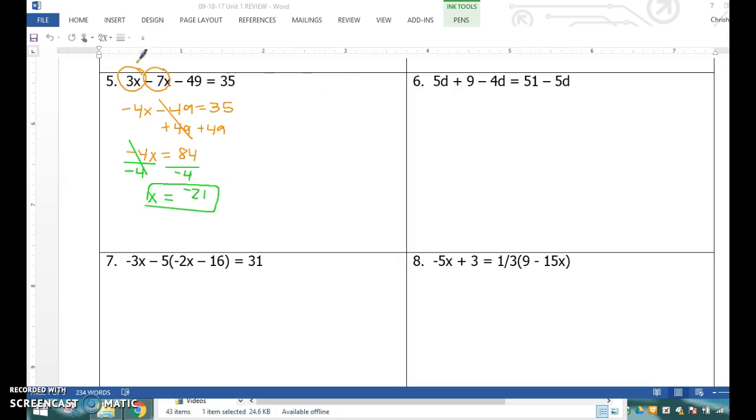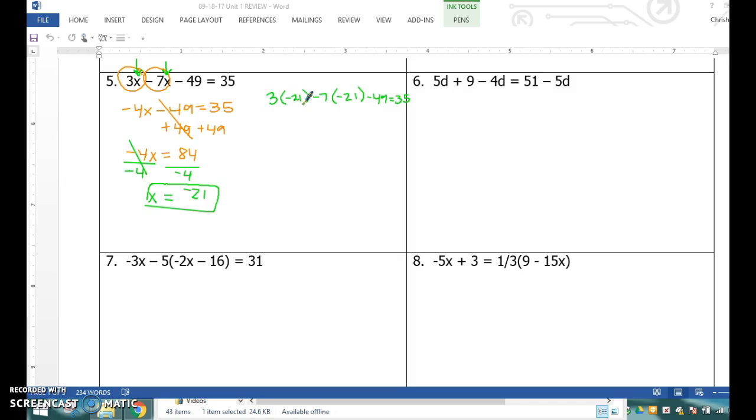Again, we can check it. Substitution, plugging in for x here, and there for x. So 3 times negative 21 minus 7 times negative 21 minus 49 equals 35. All right, let's check it out.